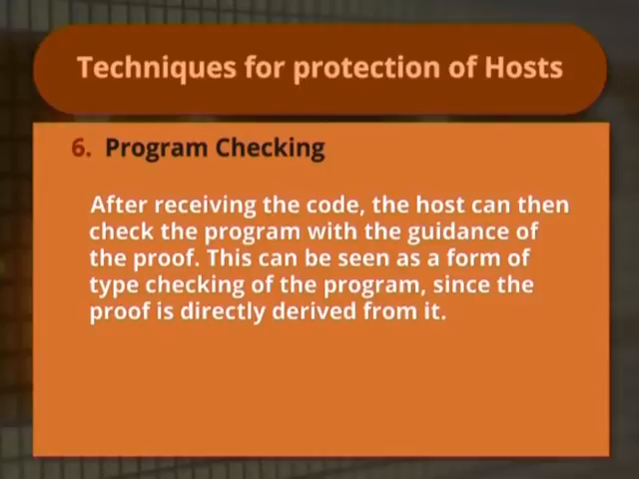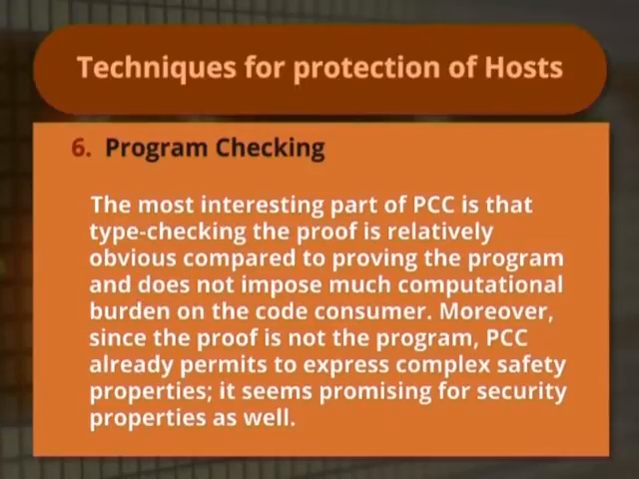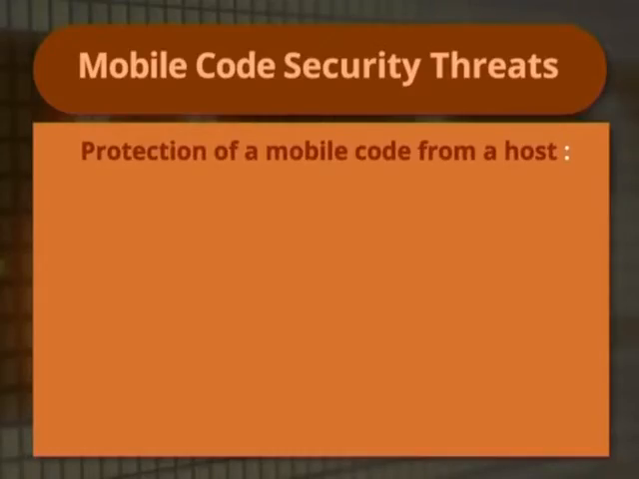After receiving the code, the host can then check the program with the guidance of the proof. This can be seen as a form of type checking of the program, since the proof is directly derived from it. The most interesting part of PCC is that type checking the proof is relatively easy compared to proving the program and does not impose much computational burden on the code consumer. Moreover, since the proof is not the program, PCC already permits expressing complex safety properties. It seems promising for security properties as well. However, automating the proof generation is still a non-trivial problem, and to date proofs generally have to be generated by hand.